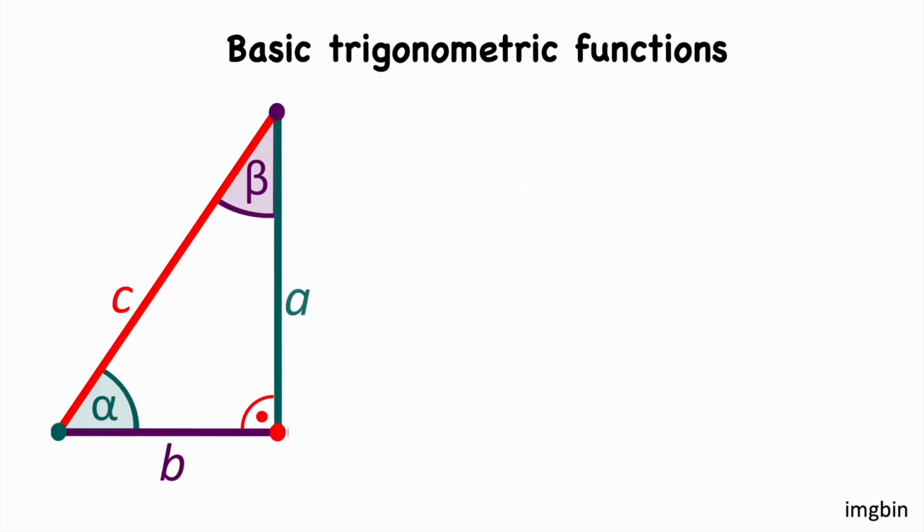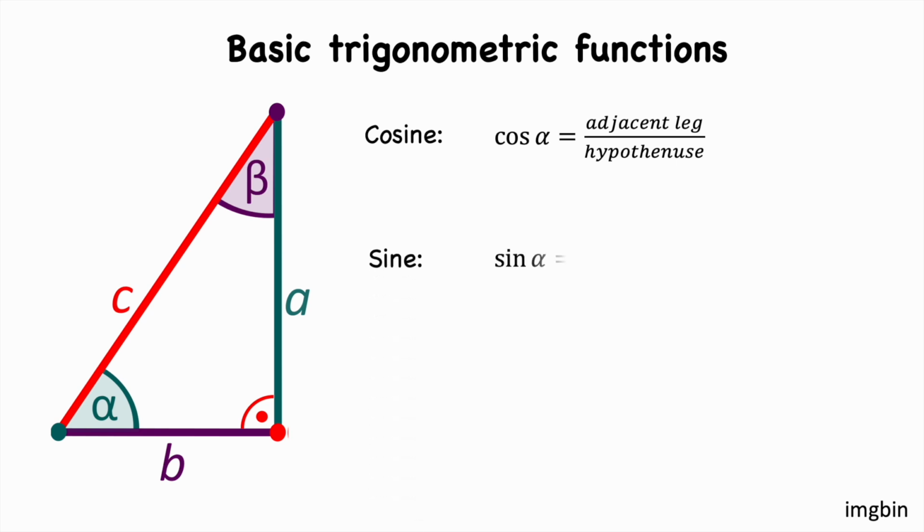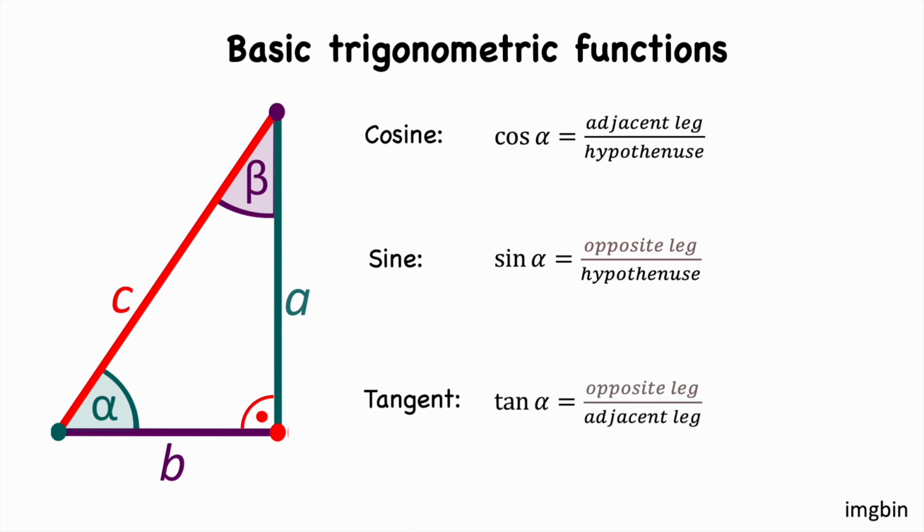If we have a right triangle like the one displayed in the figure, the basic trigonometric functions are defined as follows. The cosine is the adjacent leg divided by the hypotenuse. The sine is the opposite leg divided by the hypotenuse. And the tangent is the opposite leg divided by the adjacent leg.